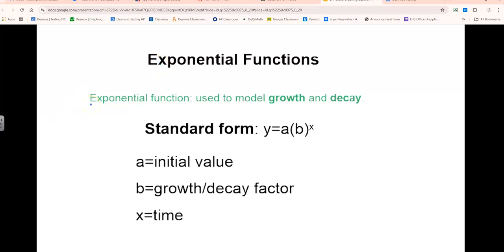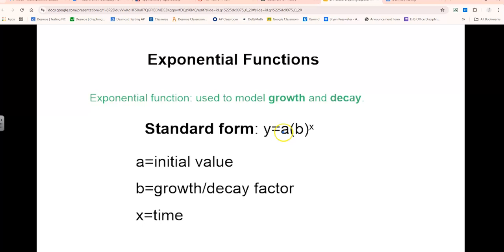Exponential functions. We have to look at these. We're going to look at some information about the standard form here. So you do this in Math 1. Exponentials are used for a lot of different real-world things, and we'll look at a few of those in our last section of this unit.